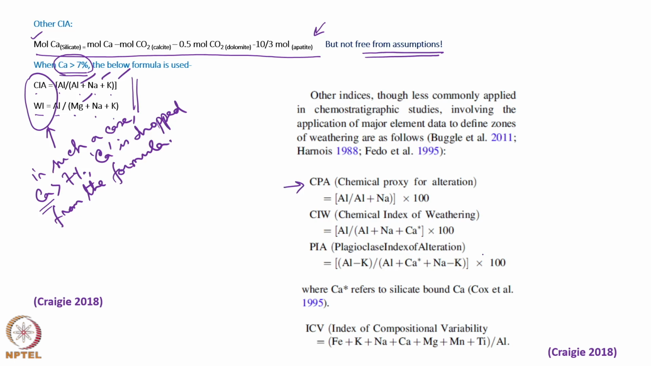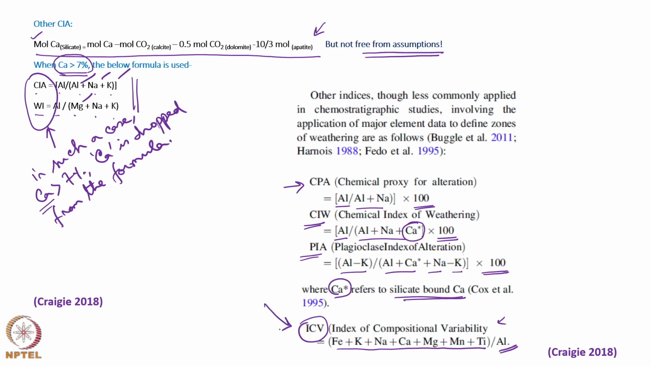CPA, chemical proxy for alteration, is Al divided by Al plus Na multiplied by 100. CIW is Al divided by Al plus Na plus again Ca star, multiplied by 100, that means expressed as percentage. PIA, plagioclase index of alteration, is Al minus K divided by Al plus Ca star plus Na minus K, multiplied by 100. Here Ca star stands for the silicate bound calcium. ICV, index of compositional variability, is Fe plus K plus Na plus Ca plus Mg plus Mn plus Ti divided by Al. So in the ICV formula, aluminium comes in the denominator.